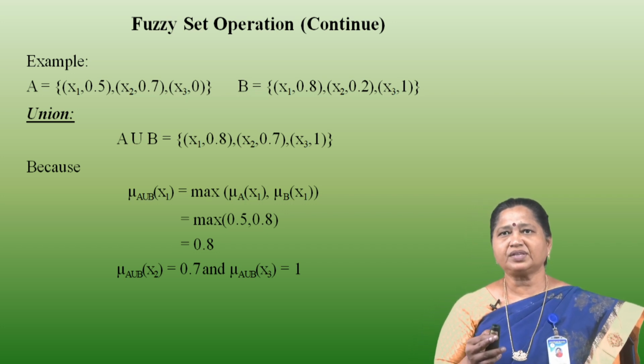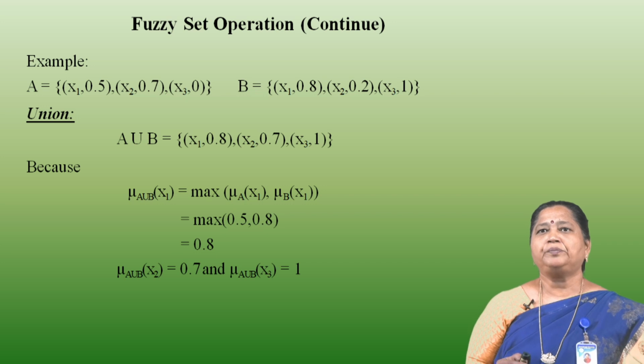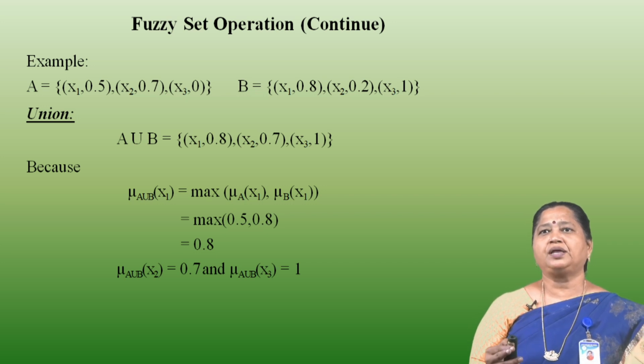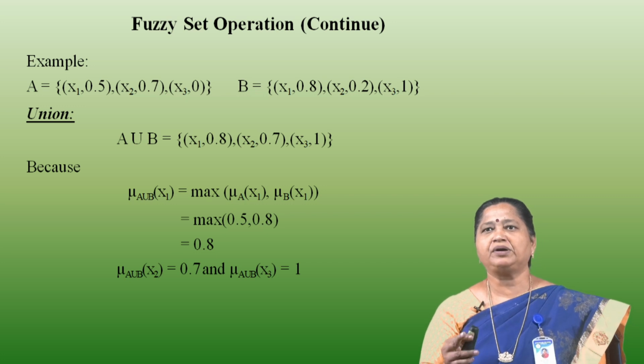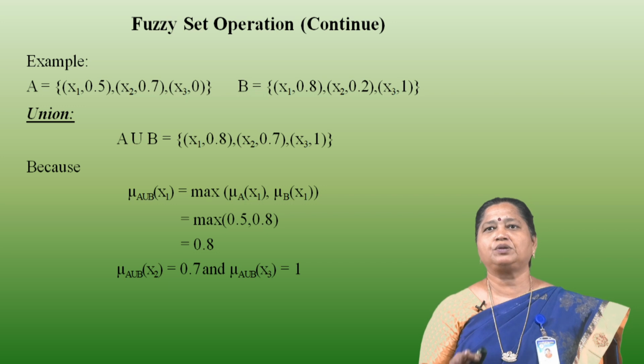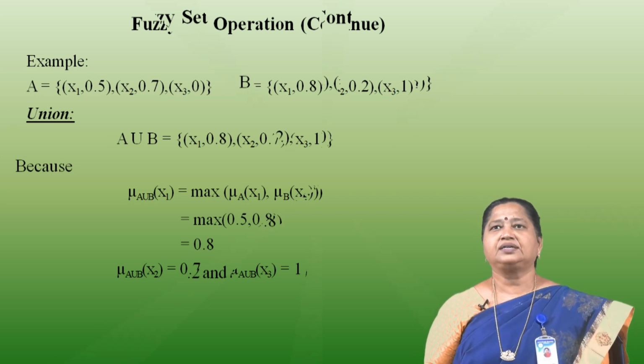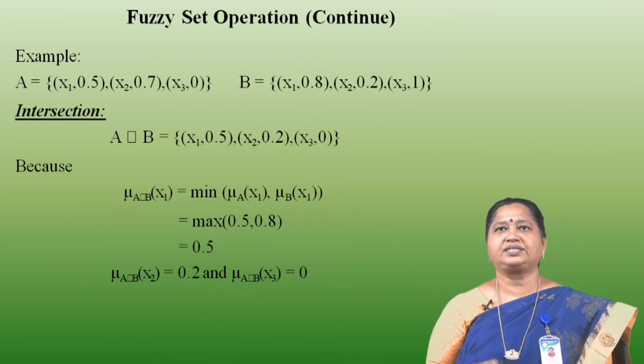So, maximum of mu A of x1 and mu B of x1, that becomes maximum of 0.5 and 0.8. So, that is equal to 0.8. This is the answer. The next one, intersection.